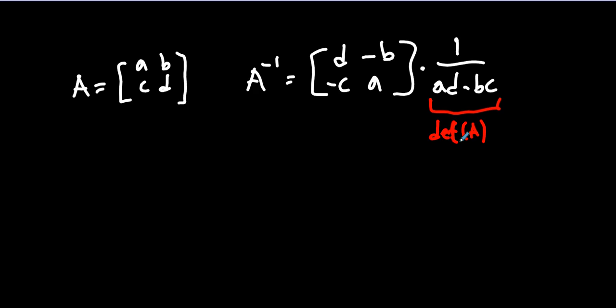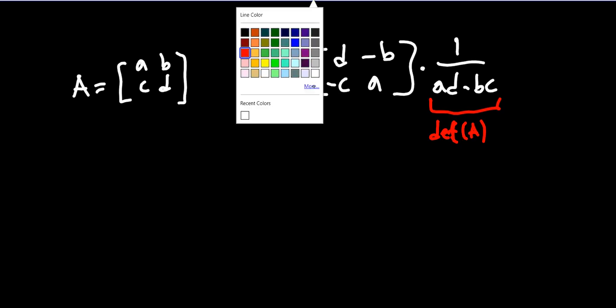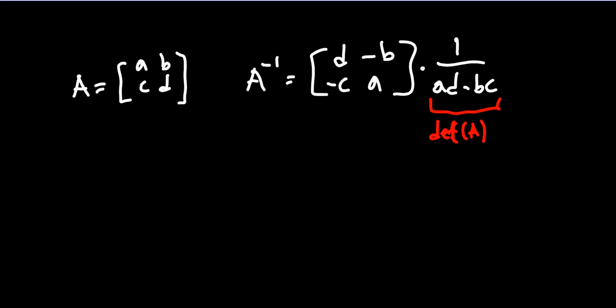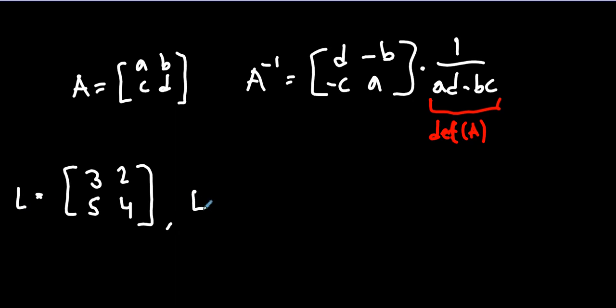So, let's show an example. Let's say we want to find the inverse of this matrix. Let's say 3, 4, 5, 2. Okay. Well, let's say this is equal to L. What is L inverse? So L inverse is going to equal 1 over the determinant. Remember, the determinant is just cross minus cross. So 12 minus 10, which is 2.